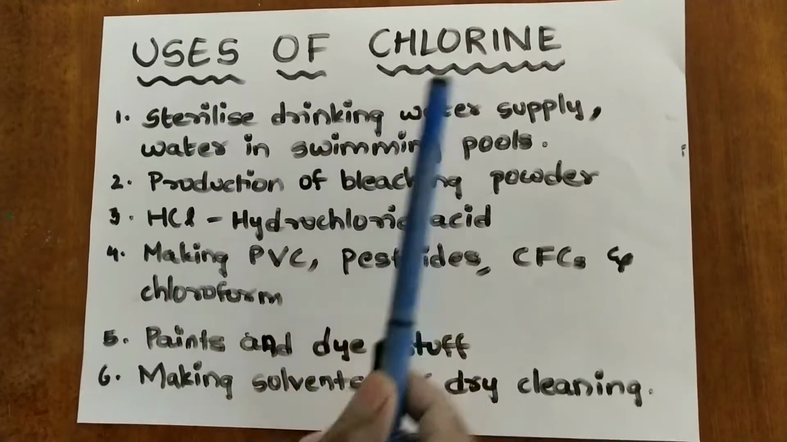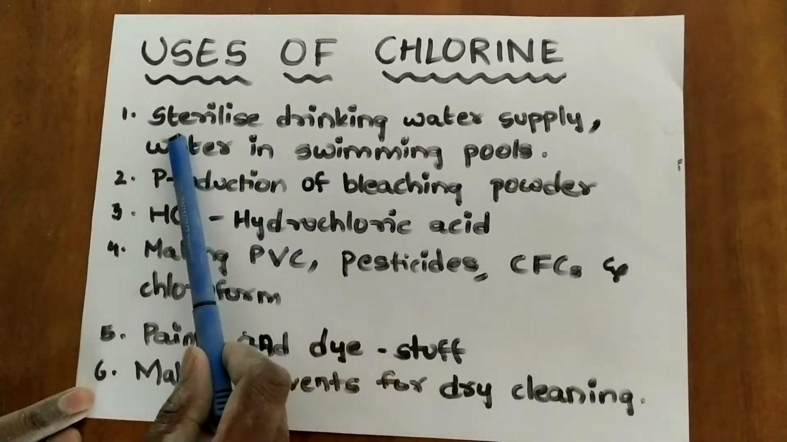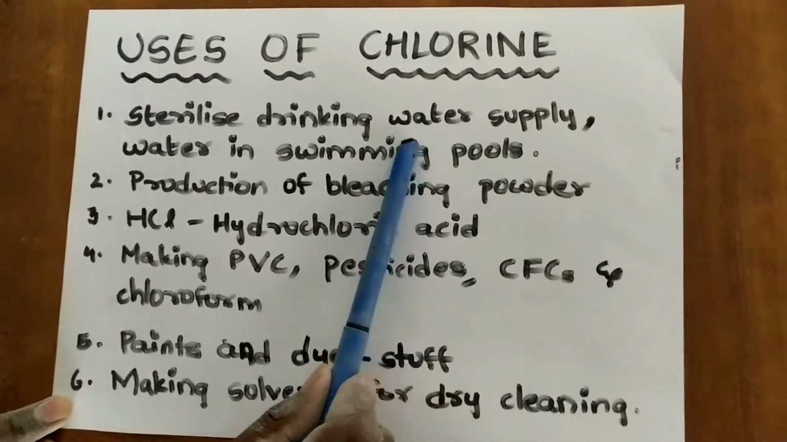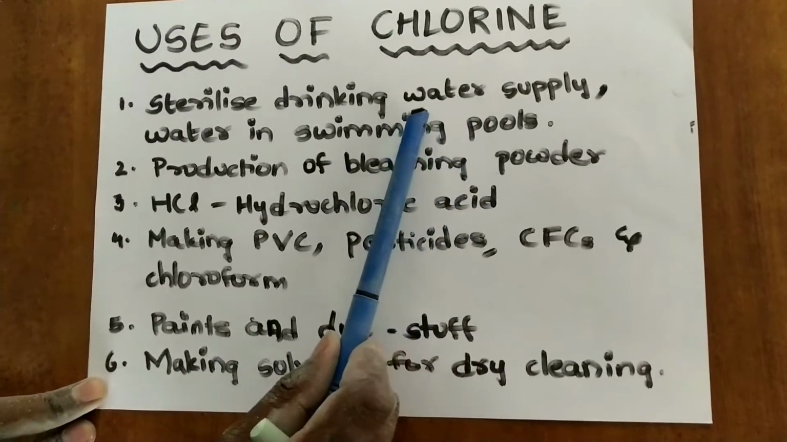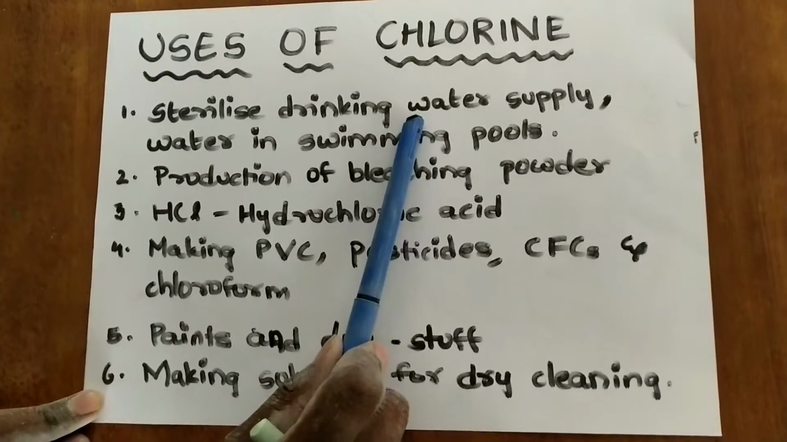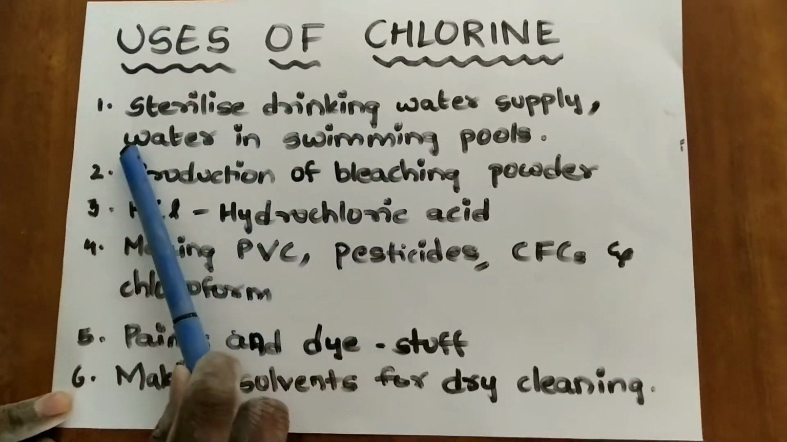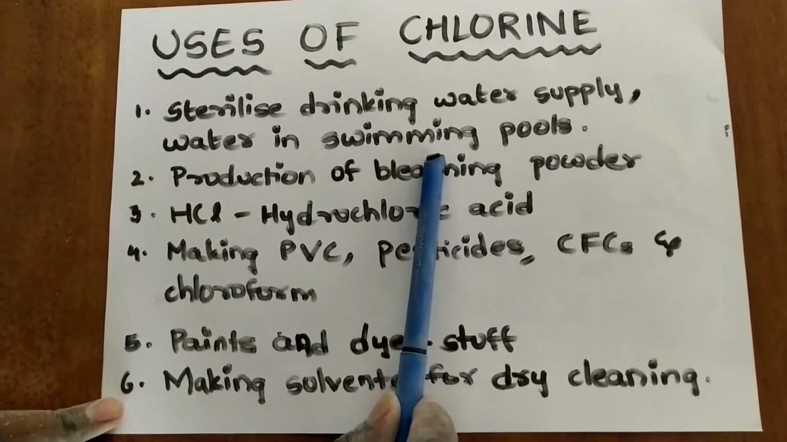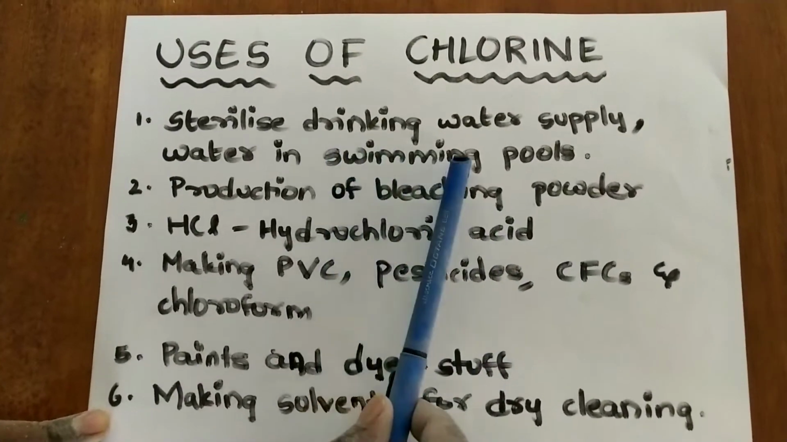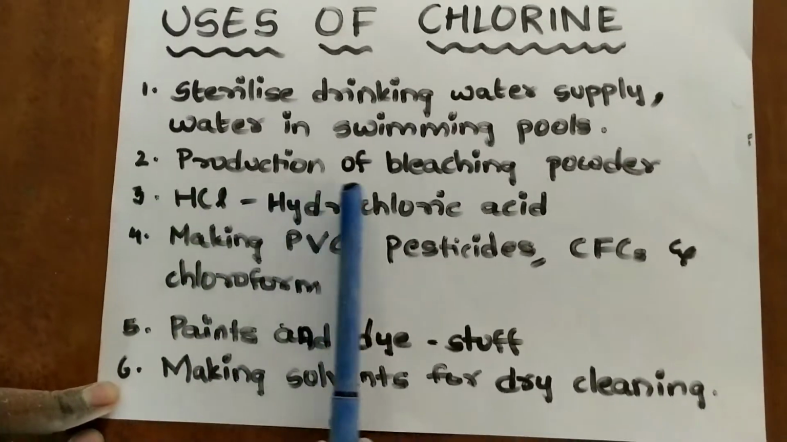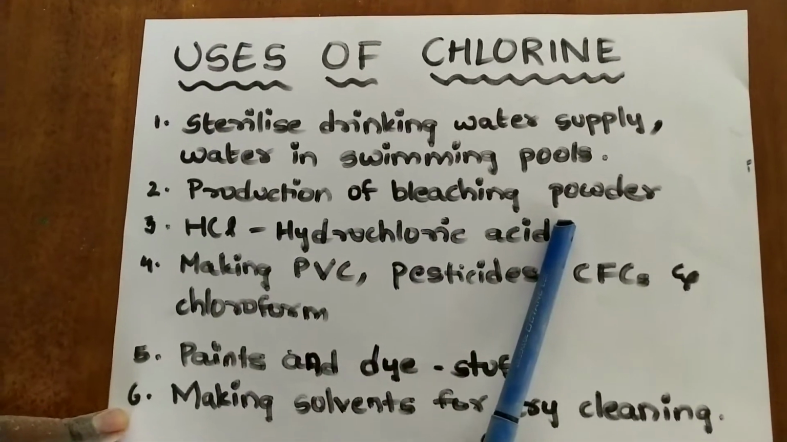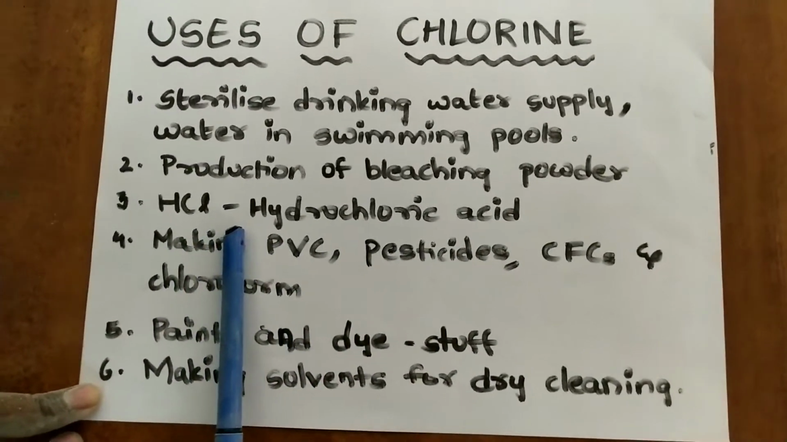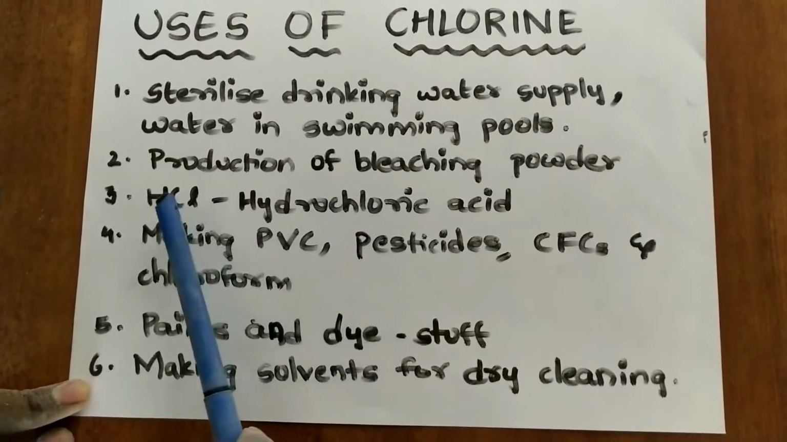This chlorine is used to sterilize the drinking water supply. You know very well about chlorination? Yes, this chlorine gas is used to kill the bacteria present in the water, which is nothing but the chlorination process. And this chlorine is used in swimming pools, to clean and sterilize the water. The next one is the production of bleaching powder. In the manufacturing of bleaching powder in the industries, this chlorine gas is used. In the preparation of hydrochloric acid in the laboratories, this chlorine gas is used.